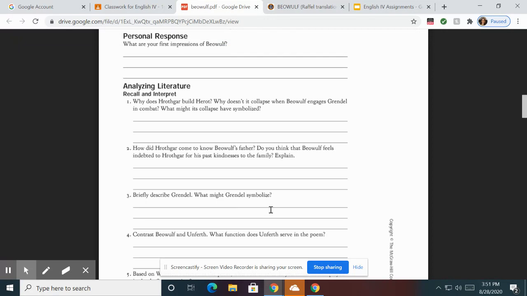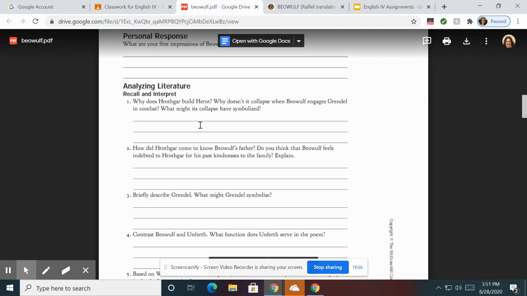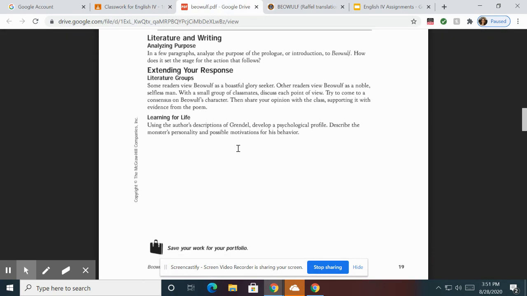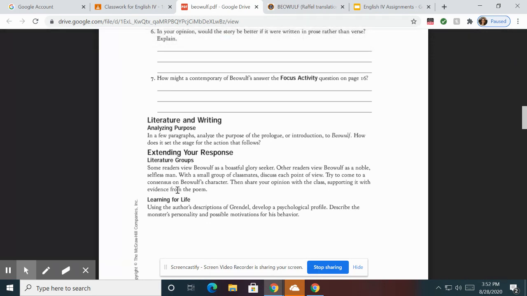Okay? And then the last assignment you're going to do today is the Learning for Life assignment that's on page 19. So some of these don't have numbers. If I go back to the study guide, I'm going to scroll down to the next page, which is page 19. And some of these assignments after the questions don't have numbers. They just have titles. So we're looking at the Learning for Life assignment right here. And it says, using the author's descriptions of Grendel, and you've already answered that question where you briefly described him, develop a psychological profile of Grendel. Now, what in the world does that mean? Well, it just tells you in the next sentence. Describe the monster's personality and possible motivations for his behavior.